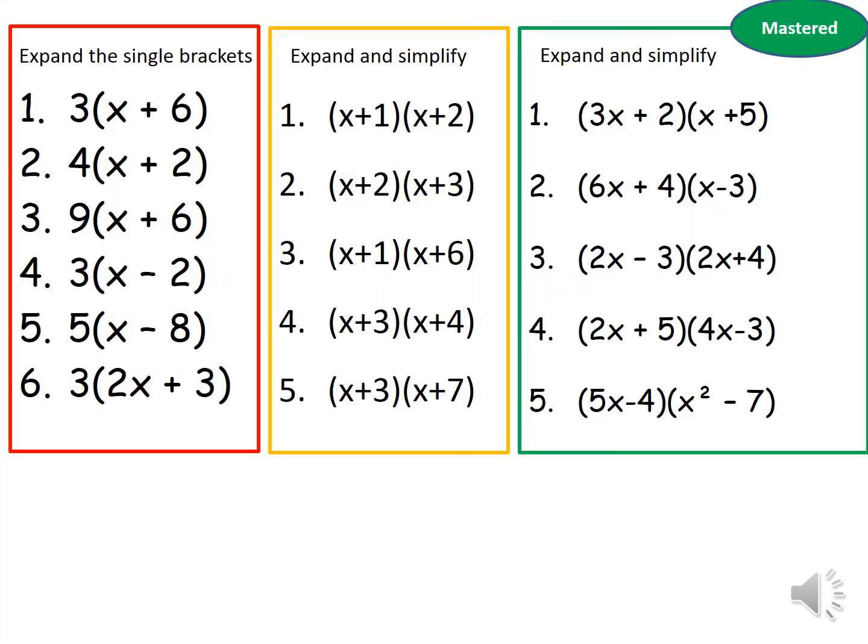I now want you to have a go at these questions on your own. Okay, if you are in set 4, I want you to do a few from red, move on to amber, and then challenge yourselves with the mastered section. If you're in set 5, I want you to complete all of red and then move on to amber and have a go at them as well.